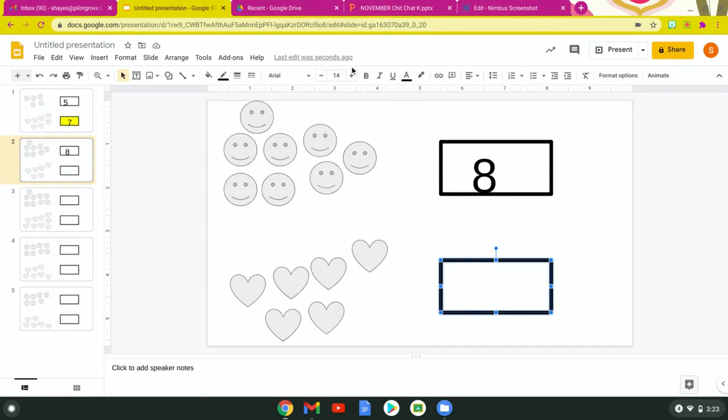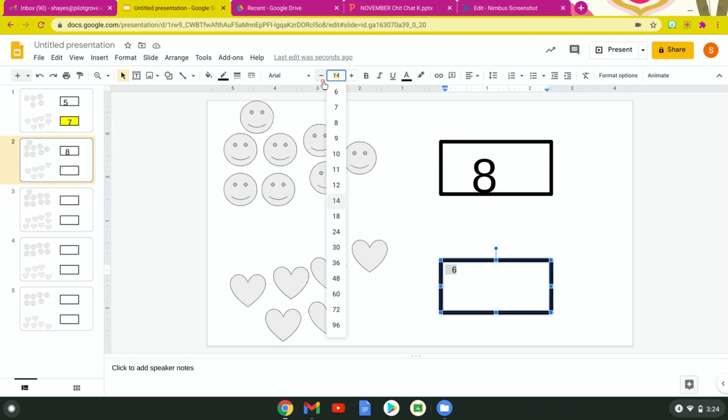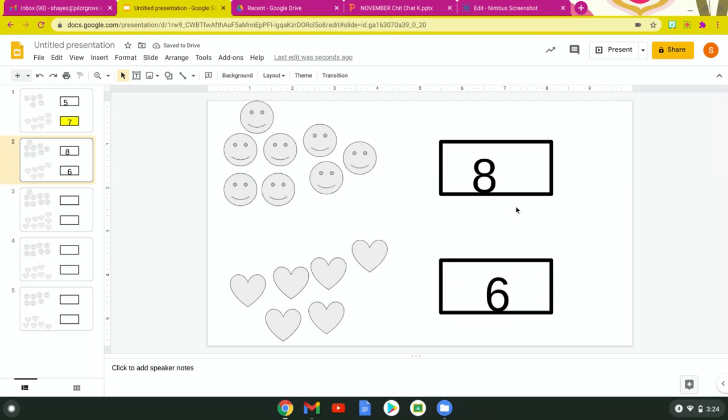So I'm going to use my numbers again and I'm going to type in a 6. Oh goodness, this is having all kinds of problems. We'll type in a 6. It's not very big. I don't know why it's not going very big. I guess it's not that big of a deal. Oh, there we go, 6. So I have 8 smiley faces and 6 hearts.